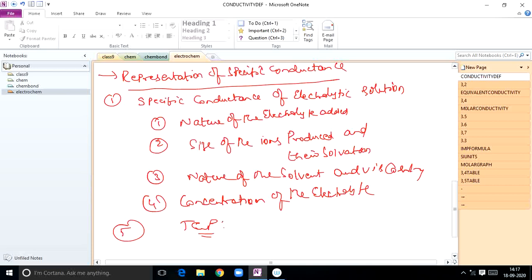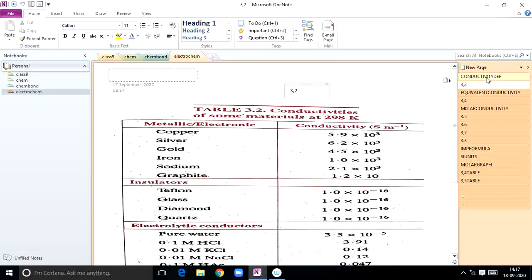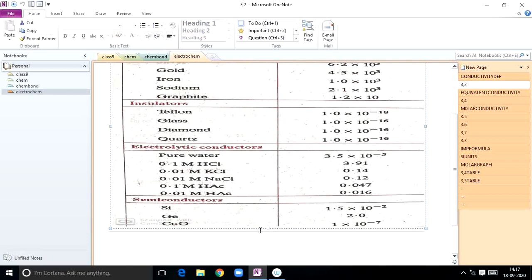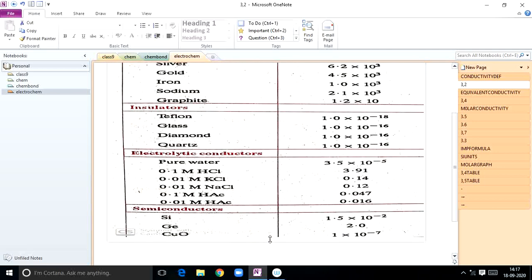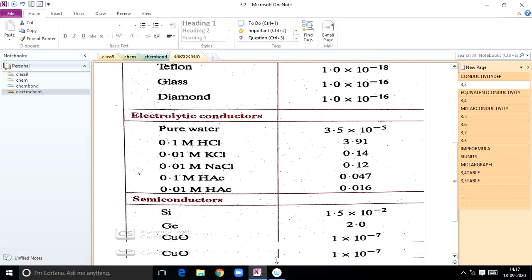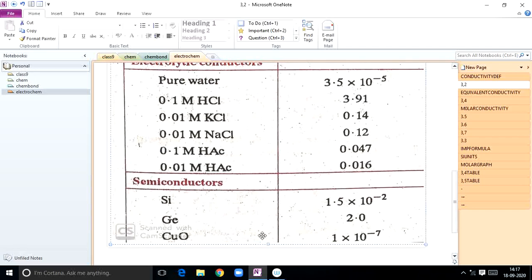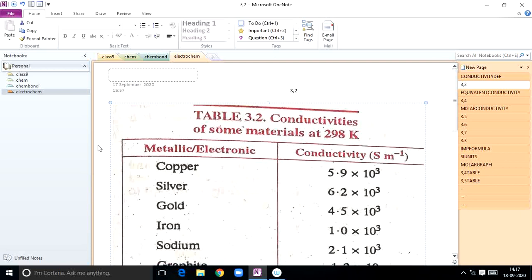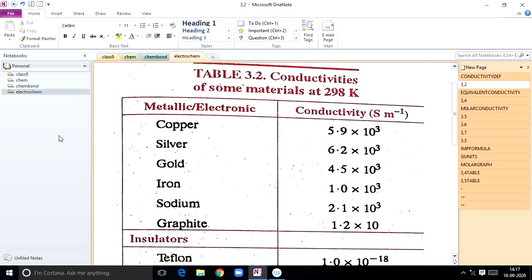Next, we will have one tabular form related to the equivalent conductivities, along with their units. You can clearly observe that. Let's zoom it. So this tabular form, you can see, students, conductivities or specific conductivities. Conductivities of some materials, metallic or electronic conductivity, Siemens meter inverse units in SI system.